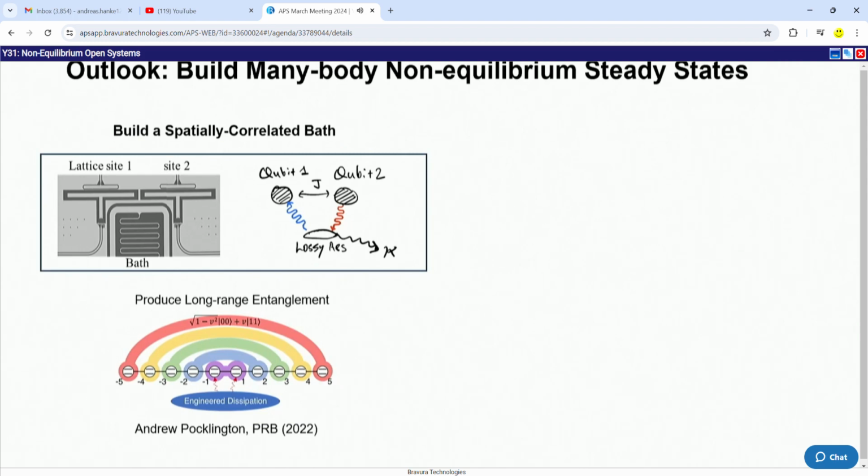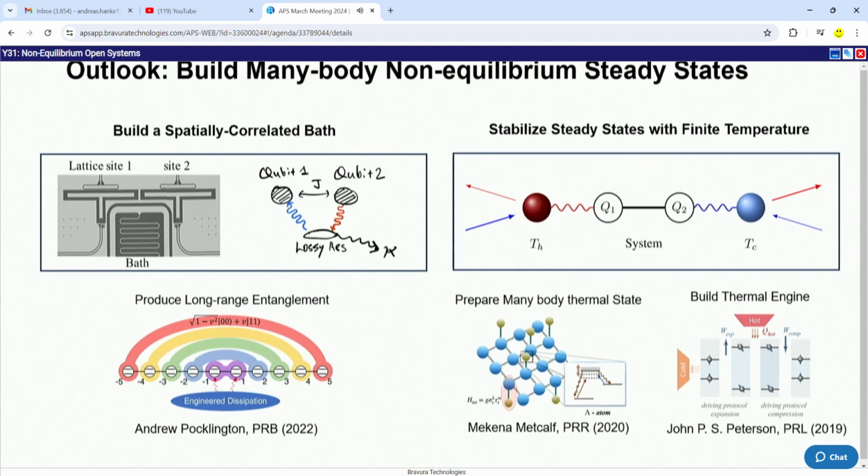Okay, now I will give a quick outlook. So now we can engineer local bus, local gain and source bus. And actually, we can also build some non-local bus. We can couple two qubits to one resonator or waveguide to build this kind of non-local bus, which can help us to produce long-range entanglement in circuit QED systems. We can also stabilize some effectively thermal state and use this thermal state to prepare many-body thermal state, which can help us to build some thermal engines or perform finite temperature transport experiments.